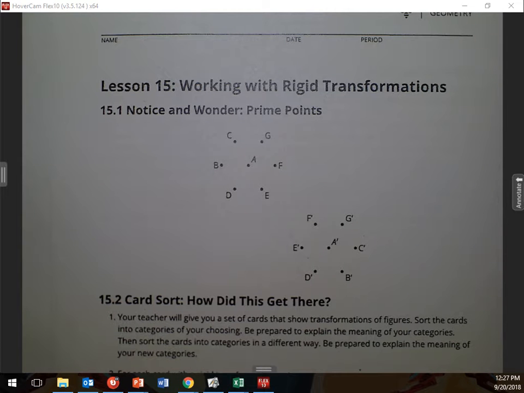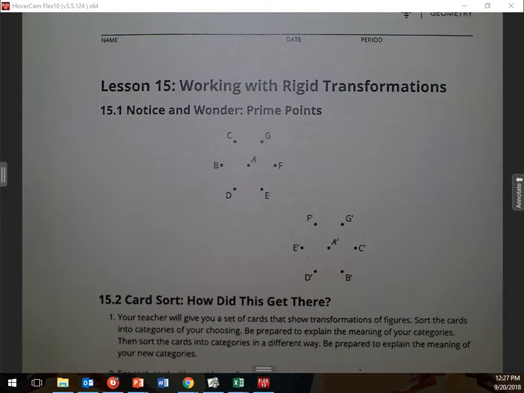Tense. No. Rigid, kind of like weird edges. No, this is one of our vocabulary words. It's a rigid transformation. Flip? No. Okay, rigid is something specific. It's a type of transformation.